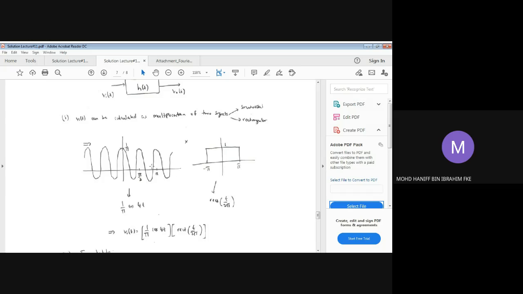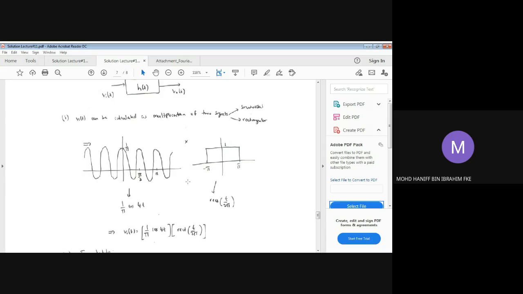Knowing that Vi(t) is limited only between negative pi and positive pi, we have to multiply this signal, 1 over pi cos of 4t, with a rectangular function between negative pi and positive pi, so that the cosine function will be limited from negative pi to positive pi. This rectangular function is rect of t over 2 pi. Hopefully you understand why we have this scaling of 1 over 2 pi: because the signal is said to have a time value from negative pi to pi. That's why we have this scaling of 2 pi.